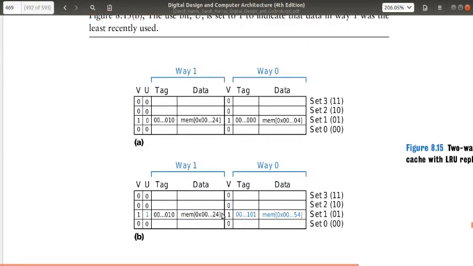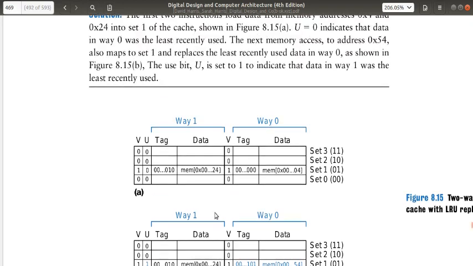So that is what is happening here. We copied 54 here instead of 4, because at this point this was the least recently used, and now we changed the use bit to 1 to denote that this block is the least recently used. Now if there is another replacement coming, then this one will be replaced, right. So that is the idea of the least recently used replacement policy.